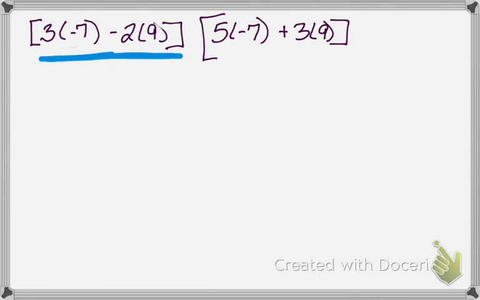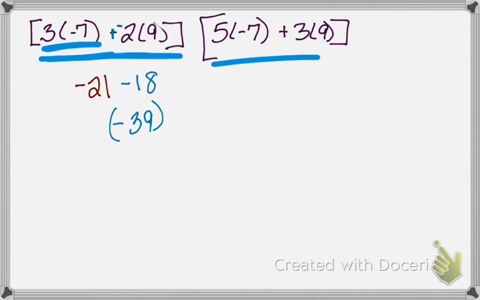Hopefully, you realized you've got to do 3 times -7 first. That's going to give you -21. Okay? You can think of this as plus -2, and that gives you -18. I add those two together and got -39. Okay? Now I'm going to give you 60 seconds to do the next one. So you are doing just this right here.